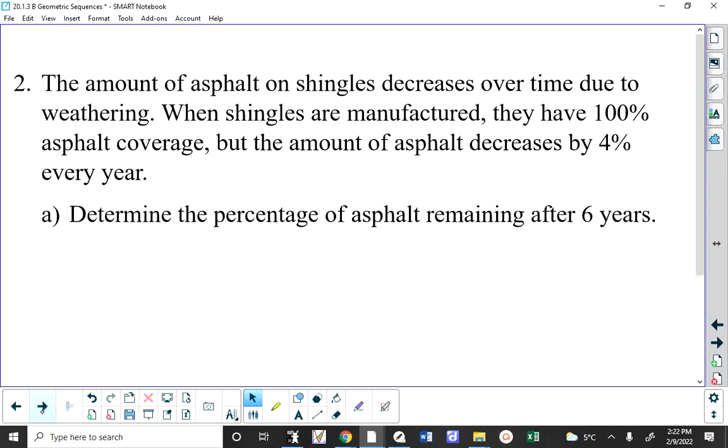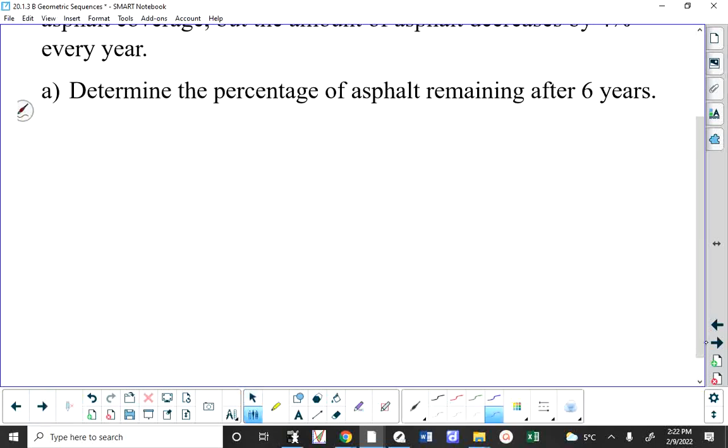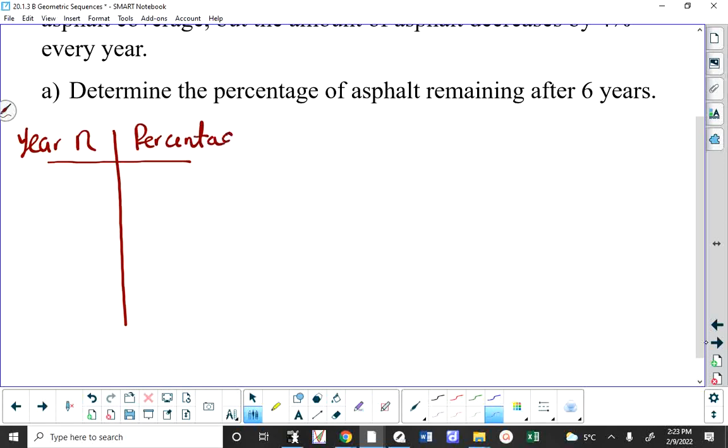So if I made a table of values here where I had a year number and I had the percentage remaining, and I put 100% here. Whoops, I put 100% over here. And I put 1 here. Just think about this.